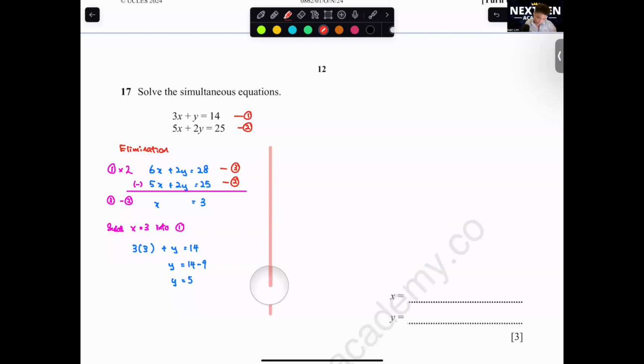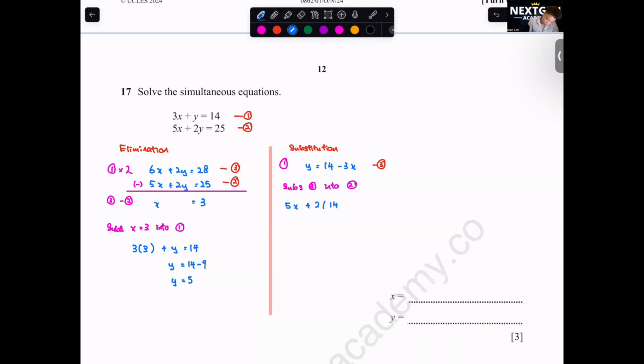If you are using substitution, this is how we do it. Okay, from equation 1, we make one of them the subject first. So here will become y equals 14 minus 3x. Let's call this equation 3. Then we're going to substitute this into the other equation, equation 2. 5x plus 2y equals 25.